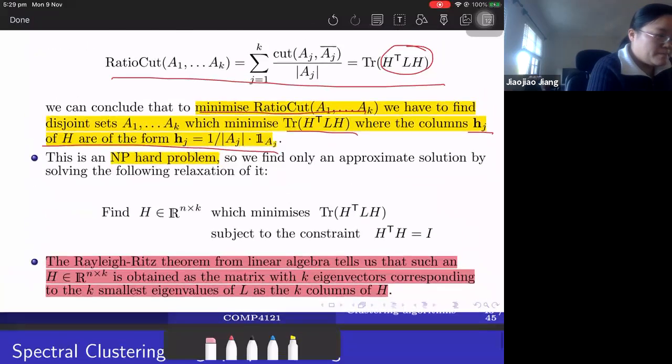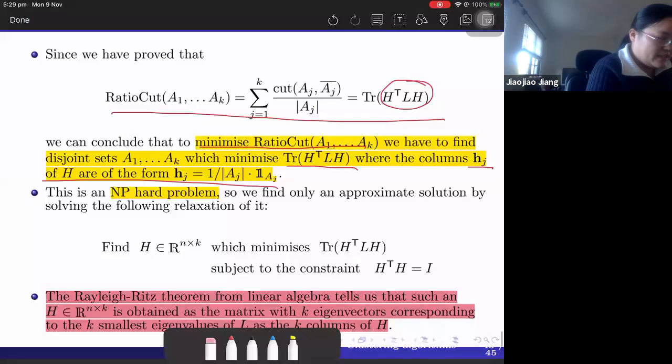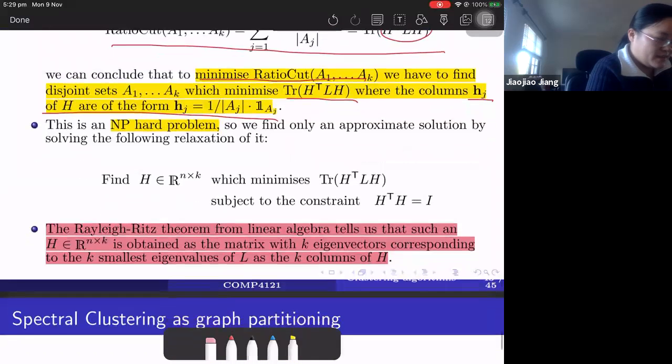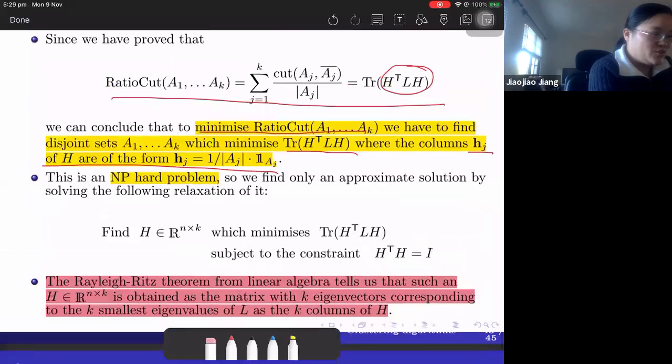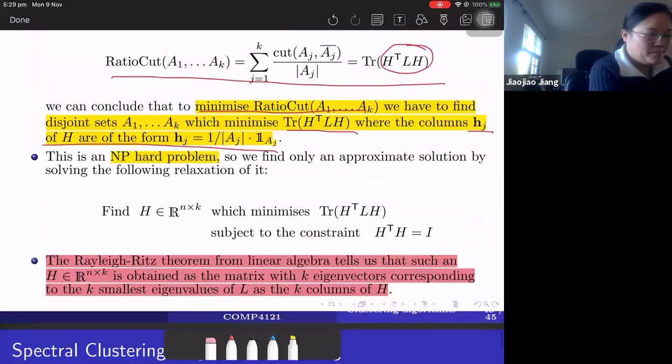So minimizing the ratio cut is NP-hard. But take a look at the highlighted red part. The Rayleigh-Ritz theorem from linear algebra tells us that such a matrix H is obtained as the matrix with the k eigenvectors corresponding to the k smallest eigenvalues of L as the k columns of H. So by using spectral clustering, we can also deal with the graph partition problem.